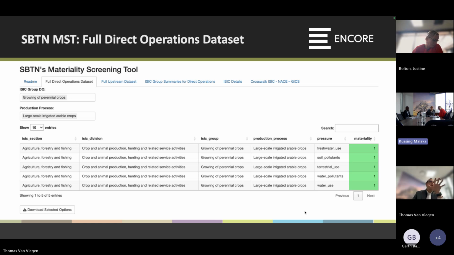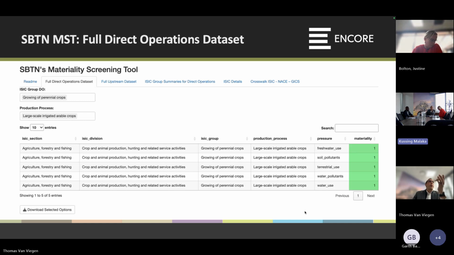I did not include the README because that's just a whole lot of text, but if you start looking at it, your full direct operations data set, your ISIC group. So SBTN is aligned to ISIC, and a bit later on in the presentation, I'll allude to the differences that ENCORE used, because that was initially developed on GICS industry classification, and that has now been realigned in the latest ENCORE update of October 2024 to the ISIC classification system.